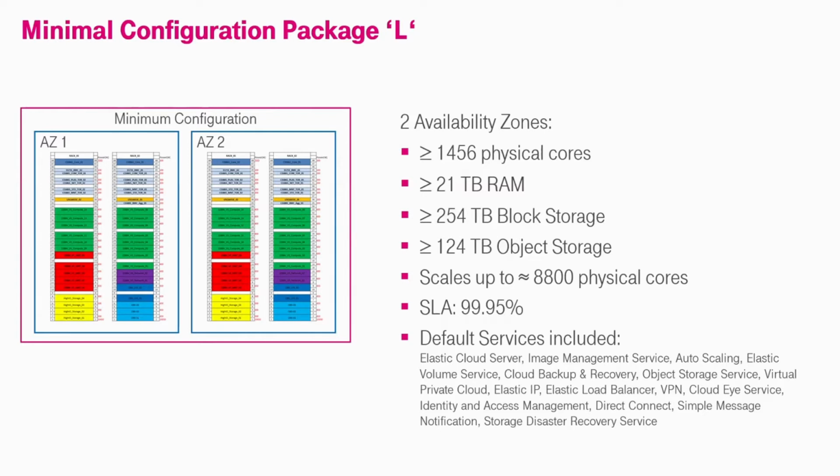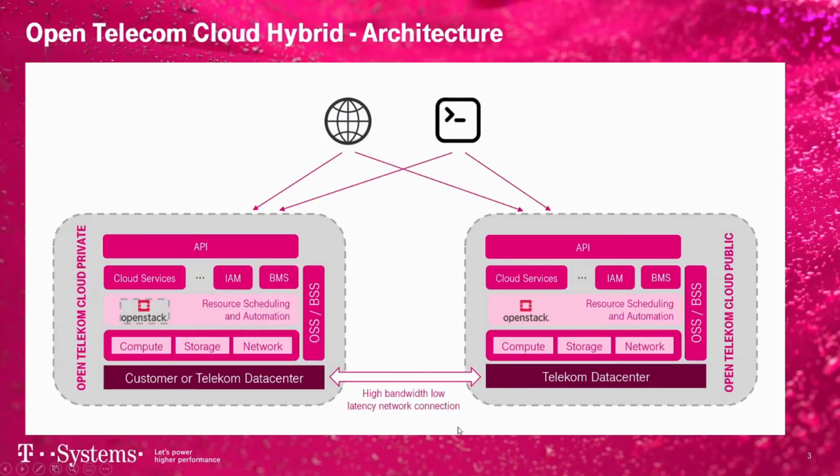So from the view of the racks that I just showed you, I will take you to a more logical view here. On the right side, the Open Telecom Cloud Public generally consists of several hardware components which reside in different data centers. On top of it, there is a virtualization layer, in our case an OpenStack virtualization, which realizes a couple of services, and an API which exposes them.